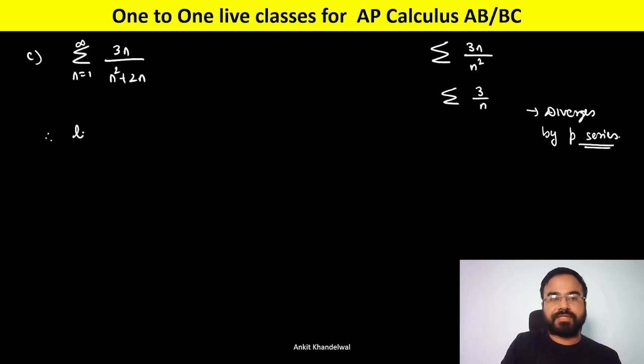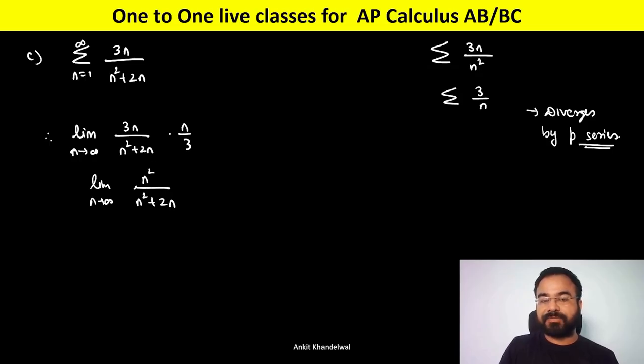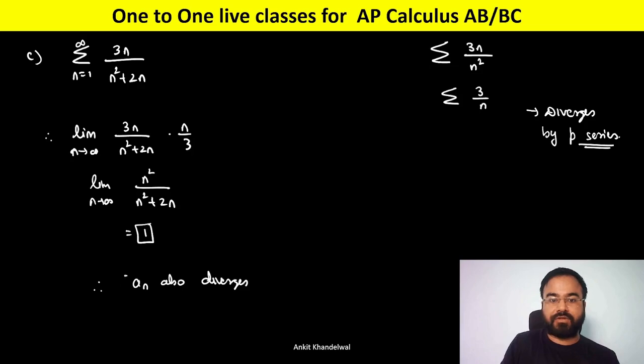So therefore I will say limit n tends to infinity an upon bn. So an is this and bn is 3 upon n, so it will become n upon 3. Again the same thing, 3 will get cancelled out. So it is n square over n square plus 2n. Polynomial upon polynomial, degree is same, so ratio of leading coefficient is the answer, which is 1. So 1 is positive and finite. So if this is diverging, so definitely this will also diverge. Therefore an also diverges. So again this is not the answer.